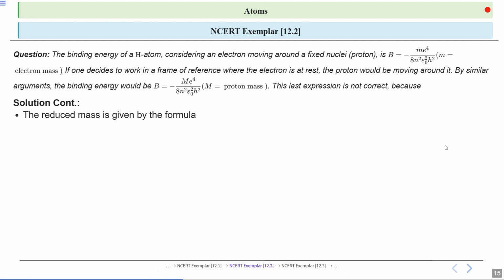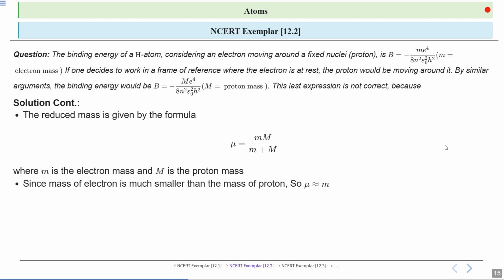So to answer this, let's introduce the concept of reduced mass. The formula for reduced mass is mu equals m capital M upon m plus capital M, where m is the mass of the electron and capital M is the mass of the proton. Here m stands for electron mass, which is 9.1 × 10^-31 kg, and capital M is proton mass, which is 1.67 × 10^-27 kg. Since the electron's mass is much smaller than the proton's, the reduced mass mu is approximately equal to small m, the electron mass. This means that in practice, using just the electron mass in the binding energy formula is a good approximation.